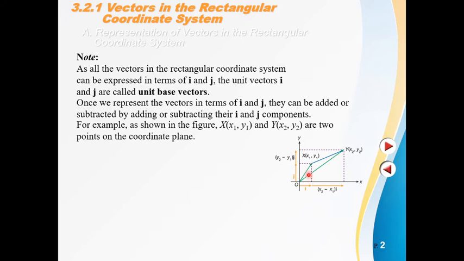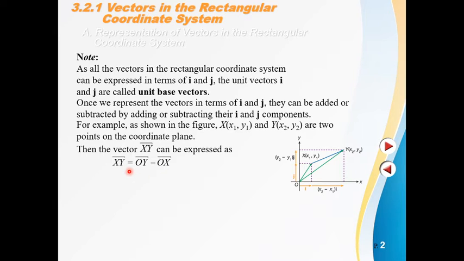And this is y1, this is y2. So the change here is y2 minus y1, all in the y direction, that is j. So that is how to get such a vector. Otherwise, we use the concept we already know. We say that XY is equal to OY minus OX. So the vector XY is the vector OY minus OX.